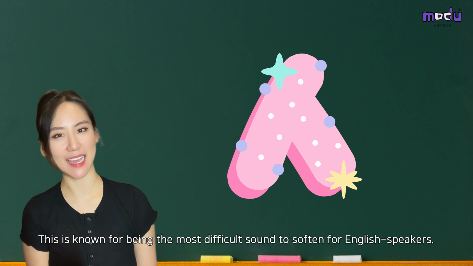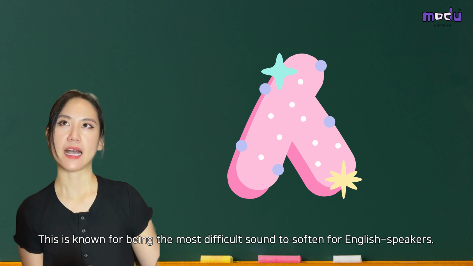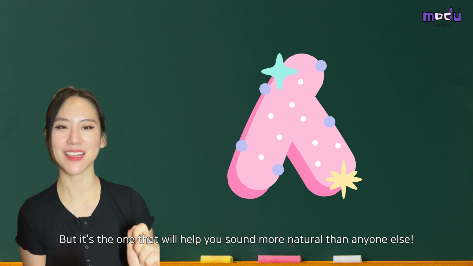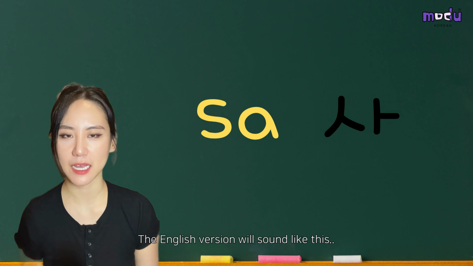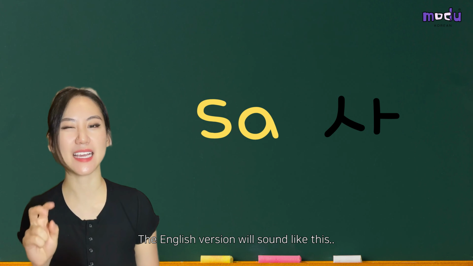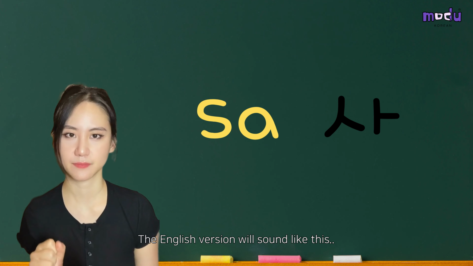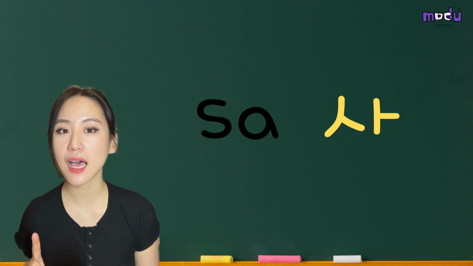Next one is the S. Now this one is notoriously going to be the most difficult one to soften. But there is a trick to this. So let's say it with the R sound again. Now let me say the English equivalent first. It will go sa, sa. Right? So to soften this, we need to go sa, sa.